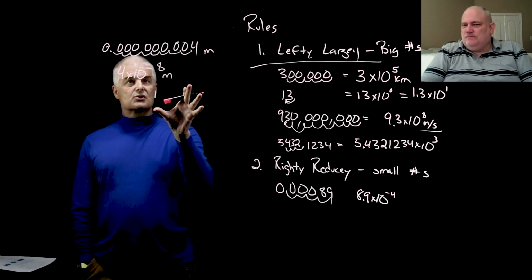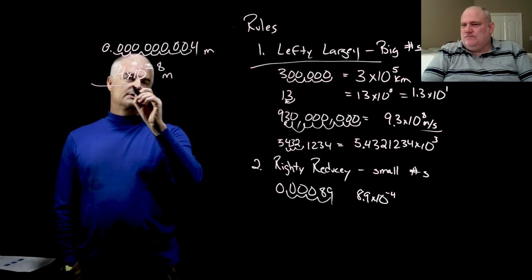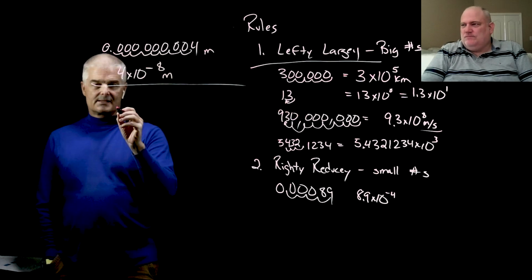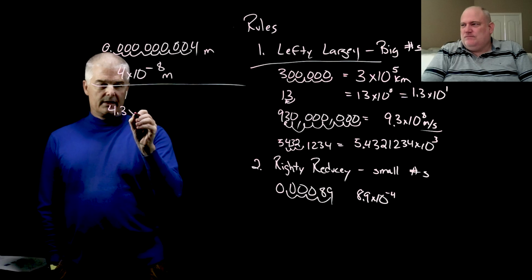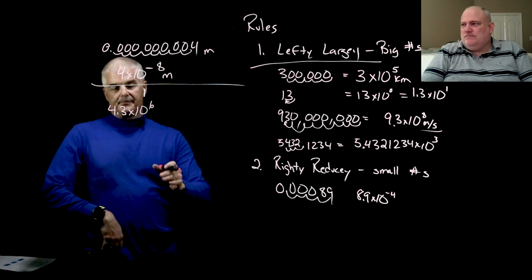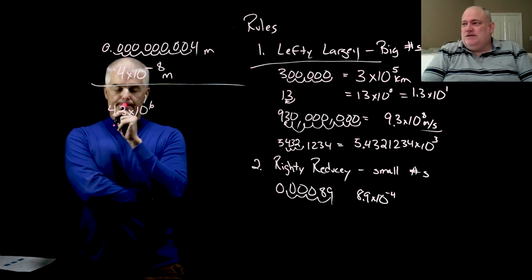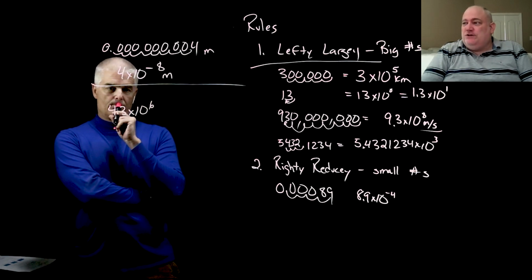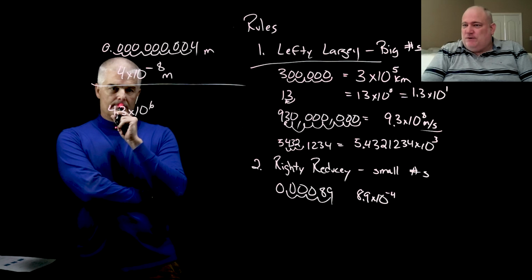And let's do the reverse, though, Mr. D. Let's do 2 different problems. Let's say I've got 4.3 times 10 to the 6th. How could I write that as a regular number? How could I go the other direction? Well, if you're going to reduce the number or reduce the exponent, then you're going to have to go right with the decimal.